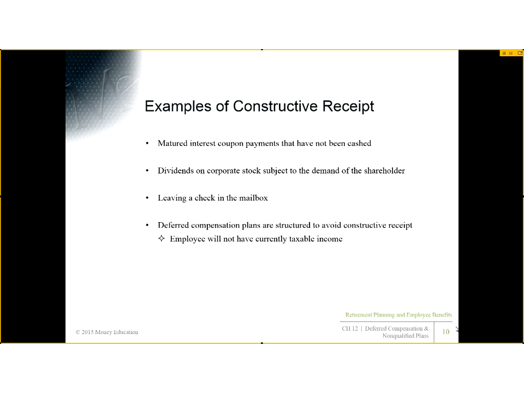Dividends, subject to the demand of the shareholder. If you can get the money, it's there. Check in the mailbox, that's constructively received. Lots of times people play games with us and say, oh, why don't you pay me next year for that, because I want to recognize it on next year's income tax rather than this year's income tax, things like that.